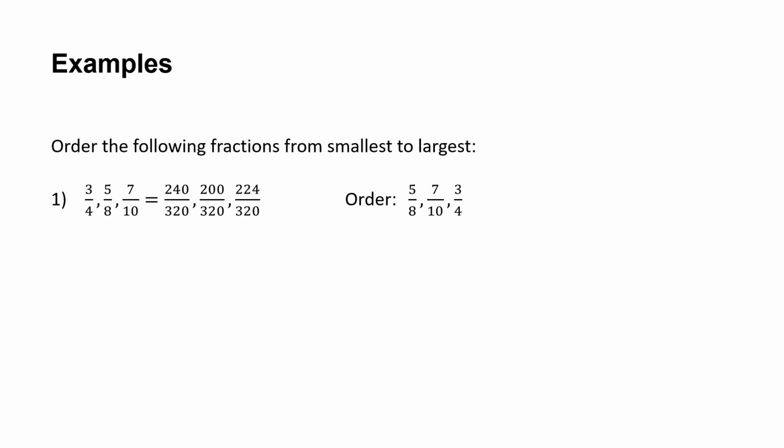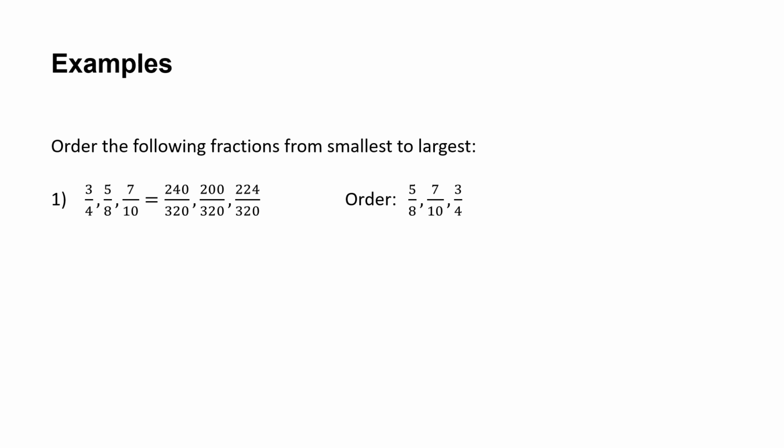So we need to multiply 3/4 by 80 on the top and the bottom. If we multiply 3 by 80, that gives us 240, and obviously the denominator is going to be the same in each case. So we have 240 over 320. Do the same thing with the 5/8. In this case, we need to multiply the 8 by 40 to get 320. If we multiply the 5 by 40, this gives us 200.